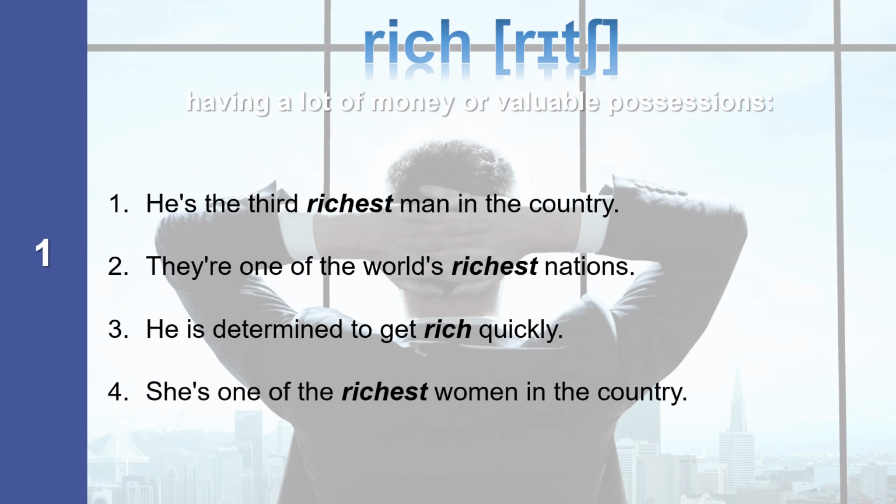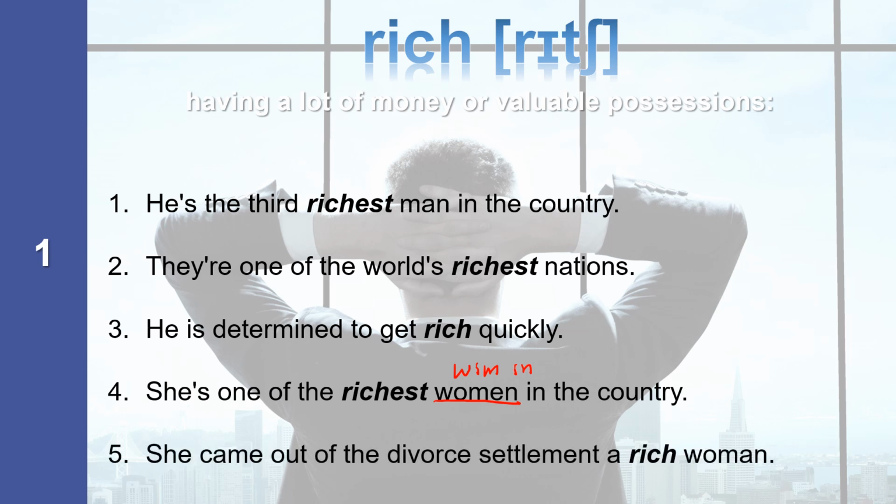She is one of the richest women in the country, so be careful with the pronunciation. You say women, women. She is one of the richest women in the country. She came out of the divorce settlement a rich woman. Rich. The opposite is going to be poor.